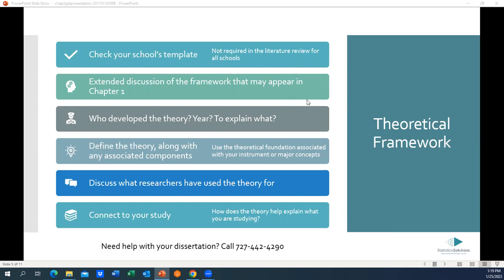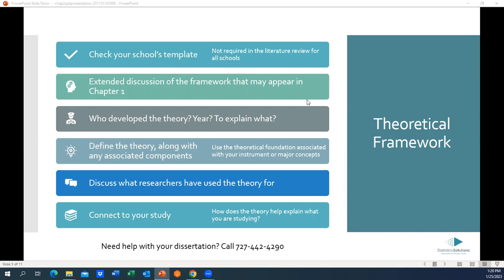You want to define the theory, of course. You want to talk about and define any associated components to the theory. For example, transformational leadership, and I can't remember them now, it has 4 components, right? And these usually correspond to things that are being measured. So you're gonna have to define it, and talk about those components.